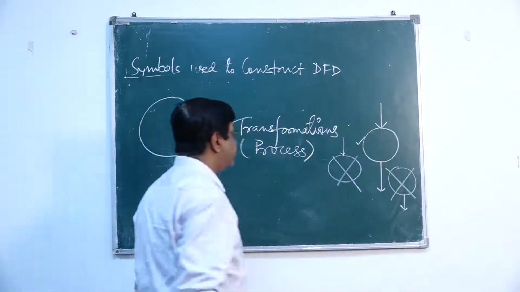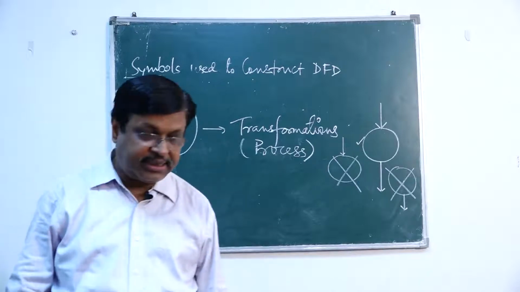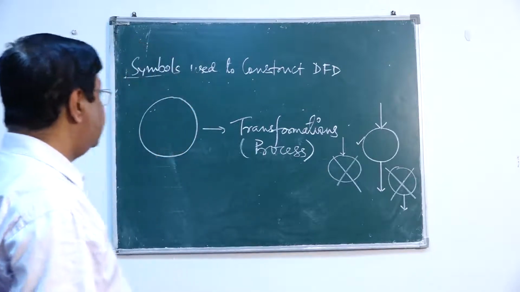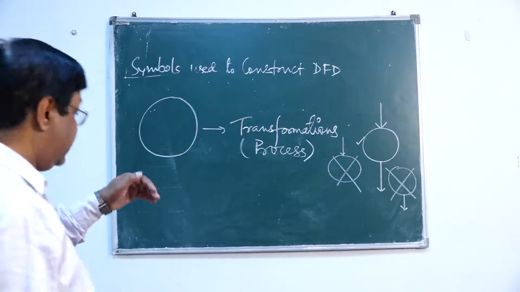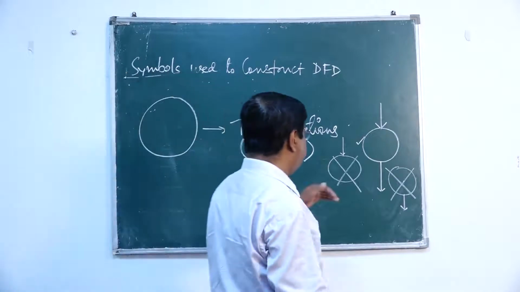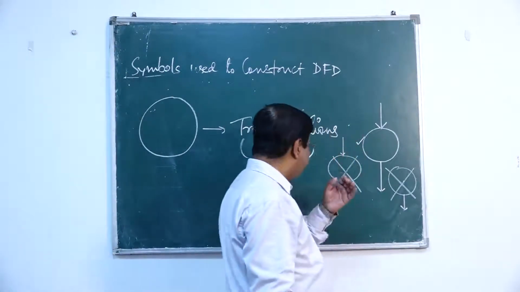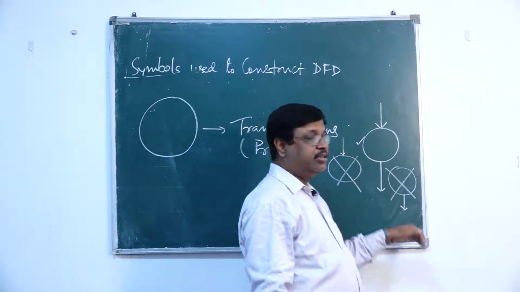This is correct. Means if we use circles to represent processes, we will have to show input as well as output. We cannot use a circle for showing the input only or output only.